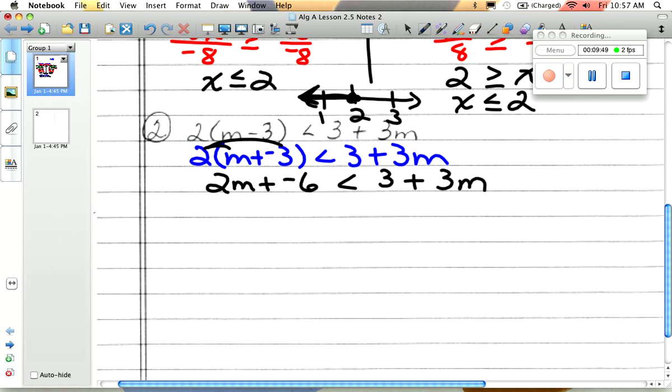Okay. You have the same statement I do. 2m plus negative 6 is less than 3 plus 3m. What's it equal to? I don't think there's an equal bar in there, is there?